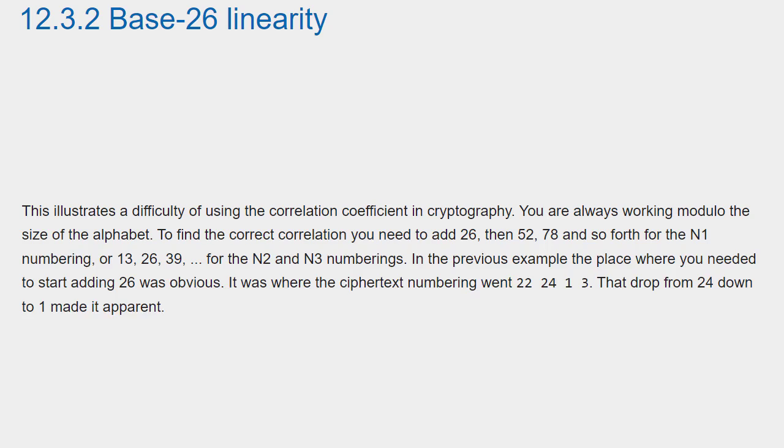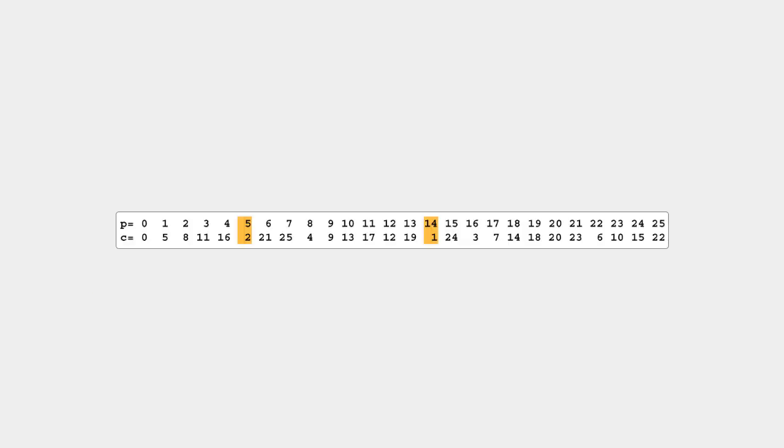This illustrates a difficulty of using the correlation coefficient in cryptography. You are always working modulo the size of the alphabet. To find the correct correlation, you need to add 26, then 52, 78, and so forth for the n1 numbering, or 13, 26, 39 for the n2 and n3 numberings. In the previous example, the place where you needed to start adding 26 was obvious. It was where the ciphertext numbering went 22, 24, 1, 3. That drop from 24 down to 1 made it apparent.